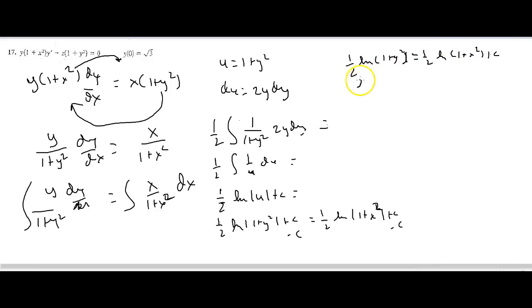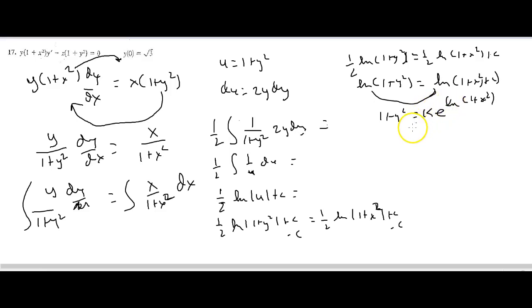Multiply both sides by 2, and I get ln of 1 plus y squared equals ln of 1 plus x squared plus c. I'm going to swing the e across. I get 1 plus y squared equals e to the ln 1 plus x squared. I'm going to use my trick where my e to the c becomes a letter. I'm going to make it k because it's getting really confusing here. I'll move the 1 to the other side.